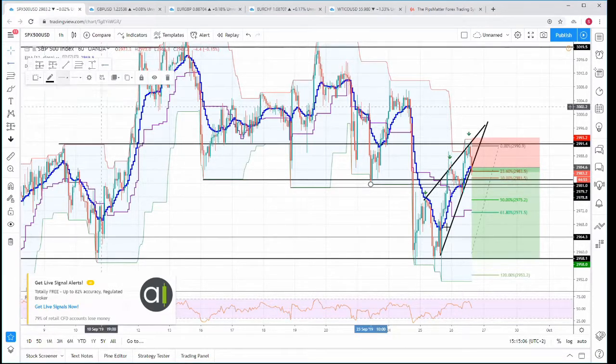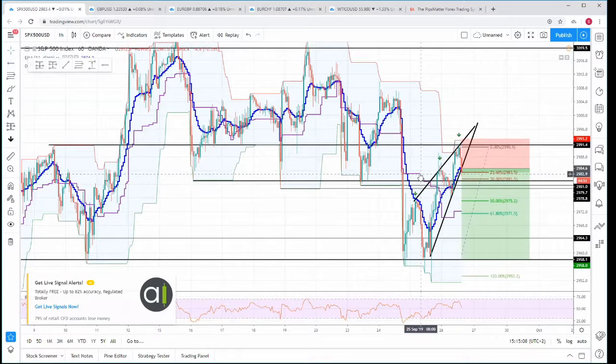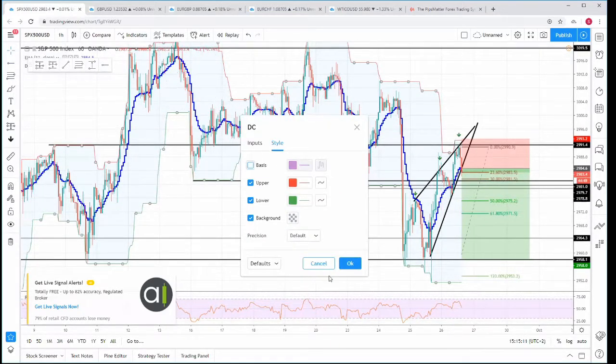So I'll have to make my chart a little dirty here and add in a few things. I need to remove the middle of the Dow chain channel. We don't need that.